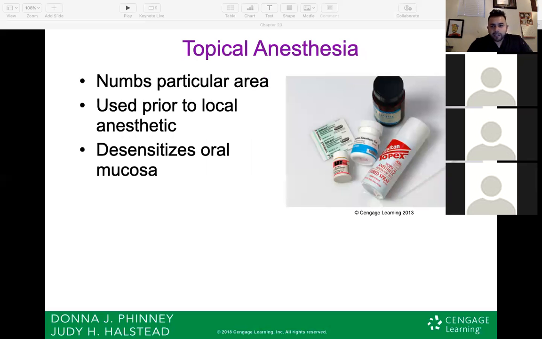With topical anesthetics, there are just some examples of them in that picture to the right. This numbs a particular area, and it's usually done prior to local anesthetic, which is the injection. So we'll numb the area first with some type of topical anesthetic. The nerve endings in the mucosa are desensitized, which causes that numbness. And this alleviates the sensation of the pinch of the needle, right before that local injection.